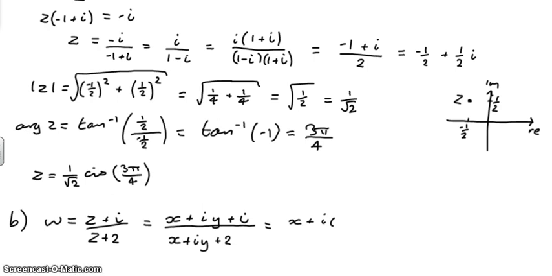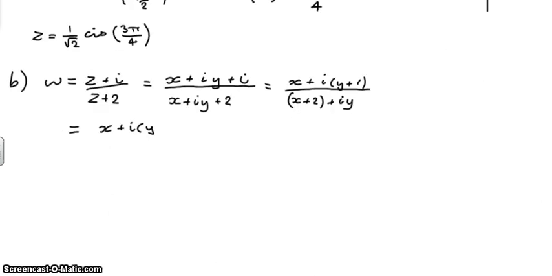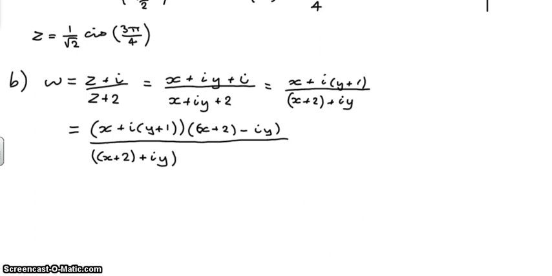And let's separate it into its real and imaginary parts, both the top and the bottom. x plus i(y plus 1), over (x plus 2) plus iy. Now we're going to want to multiply the bottom by its complex conjugate. So, we have x plus i(y plus 1) at the top there, multiplied by the complex conjugate, x plus 2 minus iy, and the bottom multiplied by its complex conjugate. There you go.